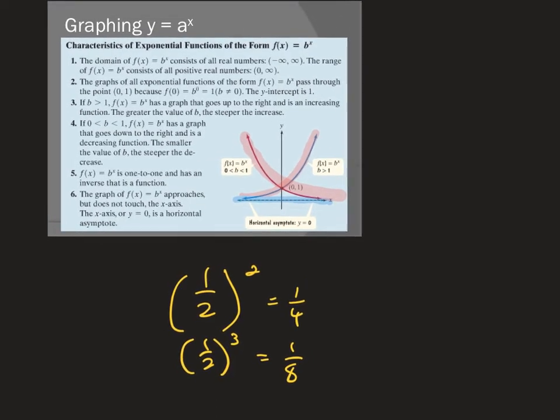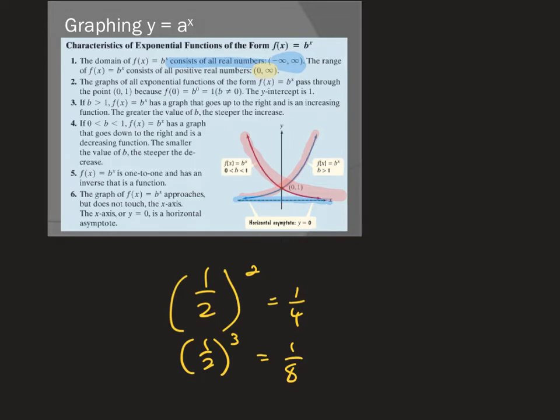So the domain of these, the arrows point left and right. The domain of these is all real numbers, or negative infinity to positive infinity. The range of my parent function is going to start at 0 but not include 0, because it can't include that asymptote, and point to positive infinity. Both of these arrows are pointing up.